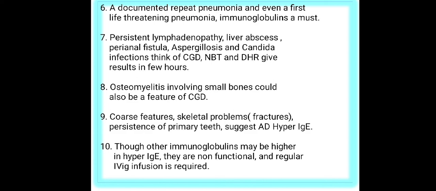Persistent lymphadenopathy, liver abscess, perianal fistula, aspergillosis, and candida infections: we should think of chronic granulomatous disease. Osteomyelitis involving small bones could also be a feature of chronic granulomatous disease. Coarse facies, skeletal problems, retention of primary teeth suggest the autosomal dominant type of hyper IgE syndrome. Though other immunoglobulins may be higher in hyper IgE, they are non-functional, and regular intravenous immunoglobulin infusion is required.